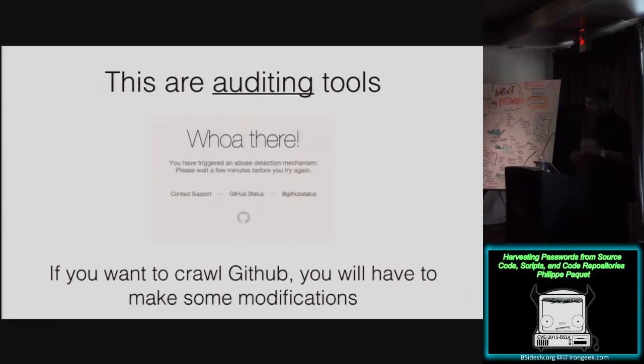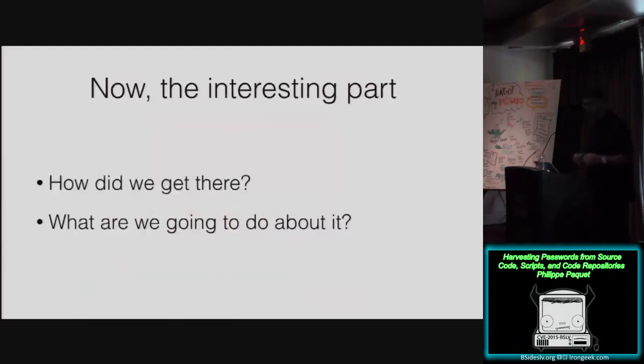Now that we talked about getting the password, there's an interesting part of that talk. What is dear to me is how did we get there and what we're going to do about it. It's a terrible situation to have that amount of credentials not only publicly available, but in every enterprise in their source code repository. That's not something that should happen. There's a few problems that led us to that situation.